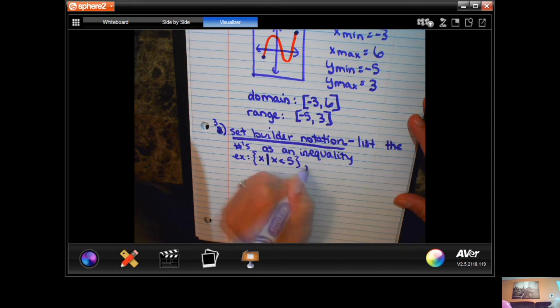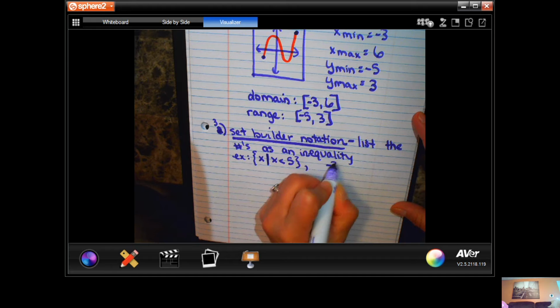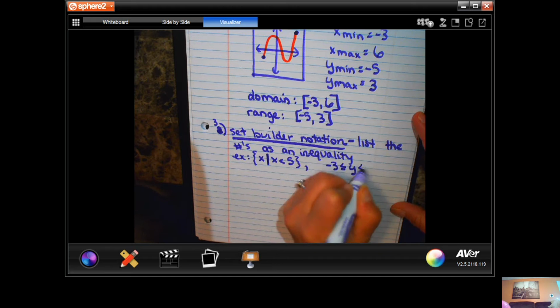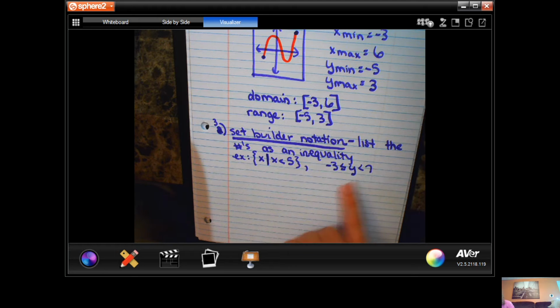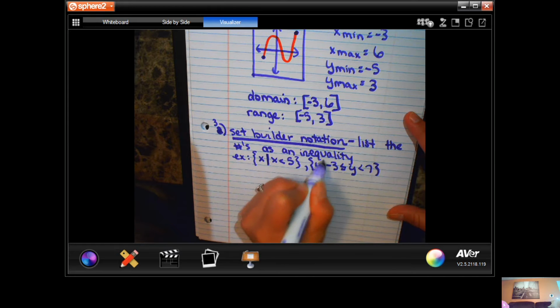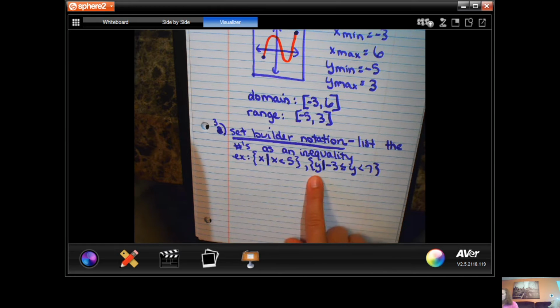Here's another example. We could have an inequality like this. -3 is less than or equal to Y is less than 7. That means your range, because it's Y's, go from -3 to 7, including the -3 because there's a line. But again, we need brackets and we need that Y in the front to talk about what it is. So this is what set builder notation looks like. This one's the most confusing because you have to remember all this extra stuff.